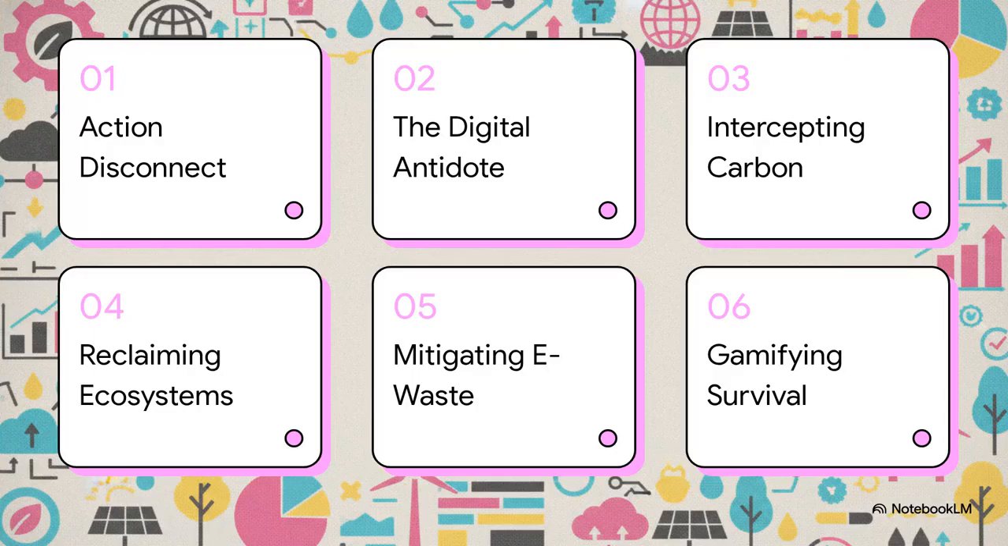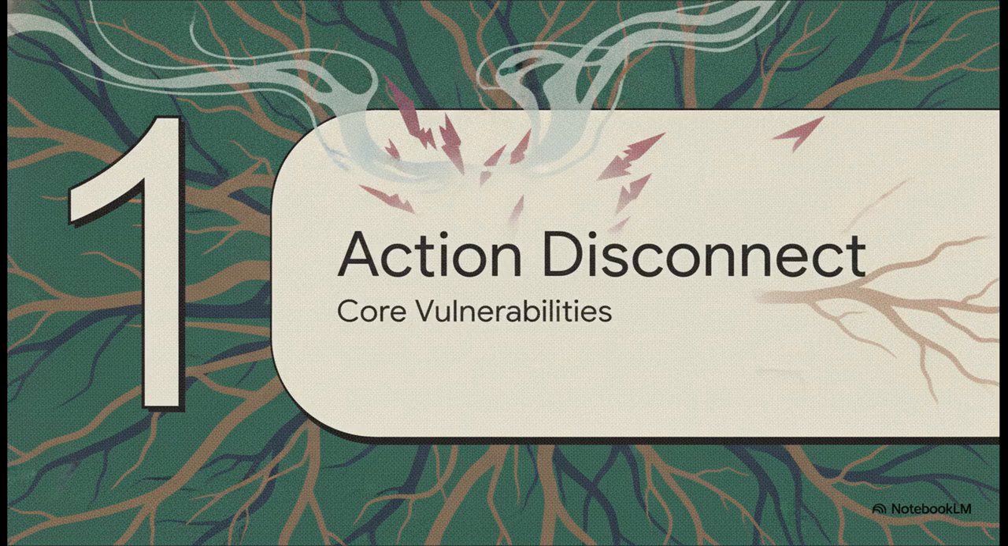So here's our tactical briefing for today's explainer. We'll kick things off with the core action disconnect, then move into the digital antidote. After that, we'll break down some specific interception pathways: intercepting invisible carbon, reclaiming aquatic ecosystems, and mitigating toxic e-waste. And finally, we'll wrap up by looking at how we tie it all together by gamifying planetary survival. All right, let's dive into part one, the core action disconnect.